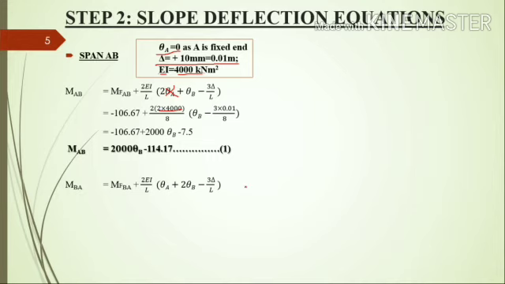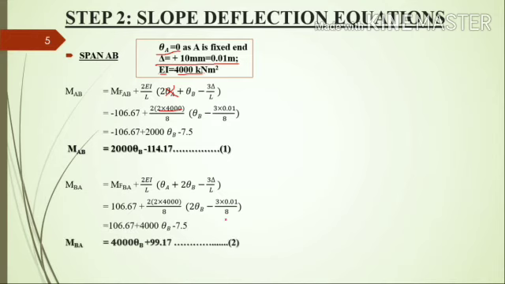Also substitute the value of delta. Therefore, we get M of BA equal to 106.67. Then here also EI is 2 EI. Then substitute 2 into 4000 by 8, then into 2 theta B minus 3 into 0.01 by 8. Then by calculating, we get MBA is equal to 4000 theta B plus 99.17. This is our second equation.